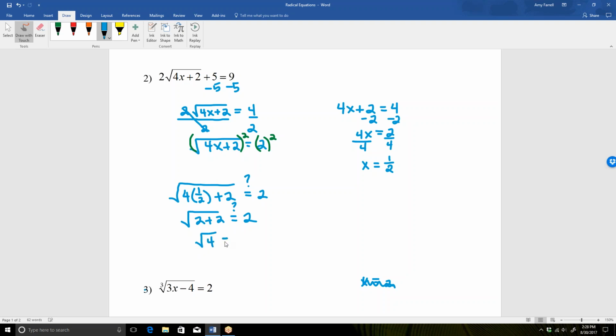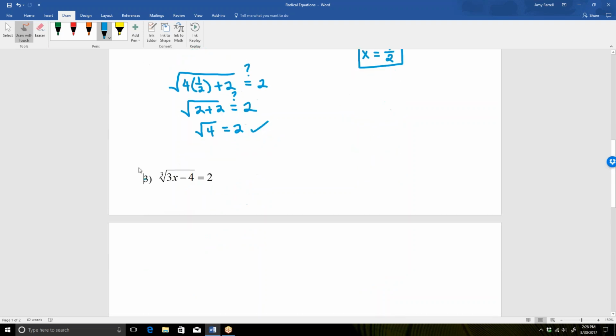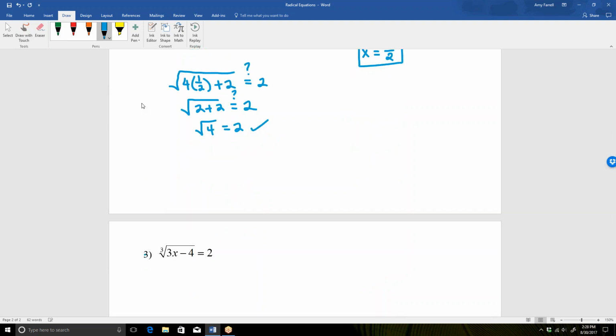So does the square root of 4 equal 2? Yes, it does. So x equals 1/2 is our solution to this square root equation. All right, let's look at another one.